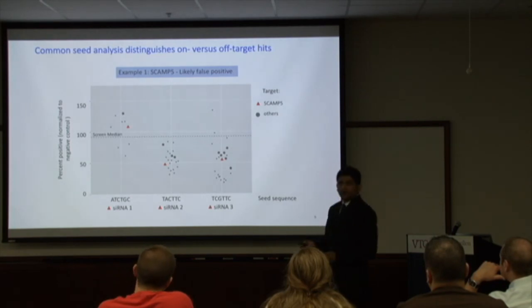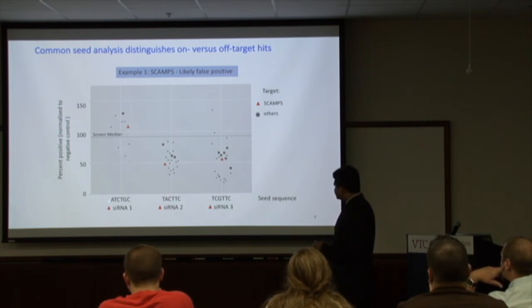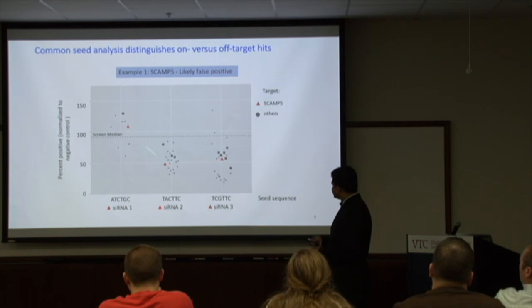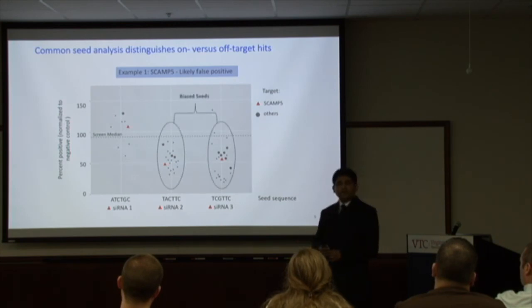So here's an example of how we can distinguish between on-target versus off-target in our screening result. For example, SCAMP5: to target this gene, we used 3 independent siRNAs, and each siRNA has its seed sequence that allows it to bind. You can see 2 of the 3 siRNAs showed 50% reduction in activity compared to the screening median. But if you look closely, other siRNAs that have the same seed sequence show a similar reduction. What it suggests is that these are seed bias and most likely false positives.